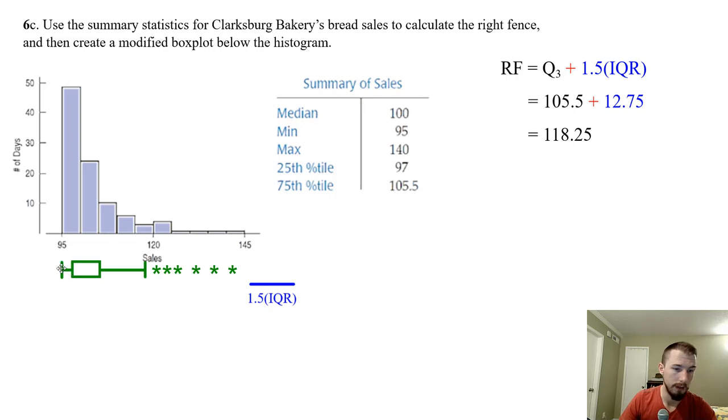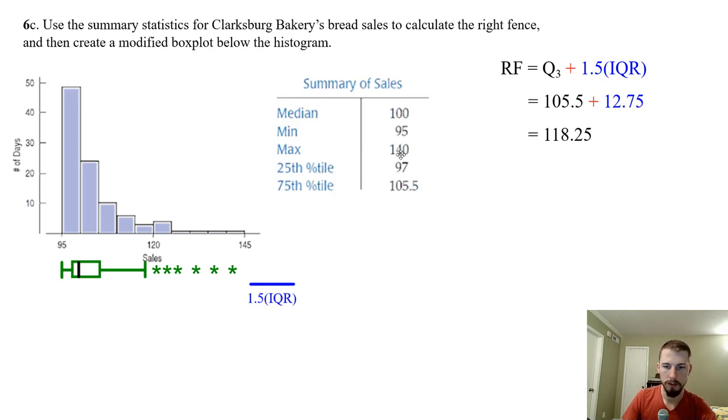So graphing it out, our minimum's at 95. Our first quartile's at 97. Third quartile, I missed the median. The median is 100. So that's going to be right here. Okay, no big deal. Our third quartile is going to be at 105.5, which is roughly about right there, just slightly beyond that one.